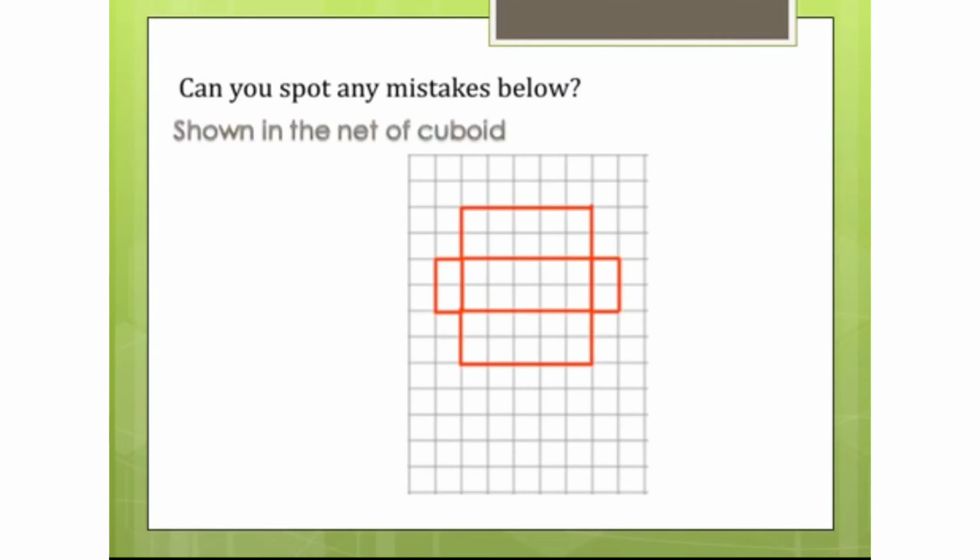Now, can you spot any mistakes below shown in the net of a cuboid? What's the mistake here? Let's count the faces. 1, 2, 3, 4, and 5. So, where's the mistake here? Excellent. The mistake is that he's drawn only 5 faces, while I know that the net of the cuboid should have 6 faces. So we still have a missing face here. We can draw it in this place like this. Yes, excellent. Now the shape is correct.